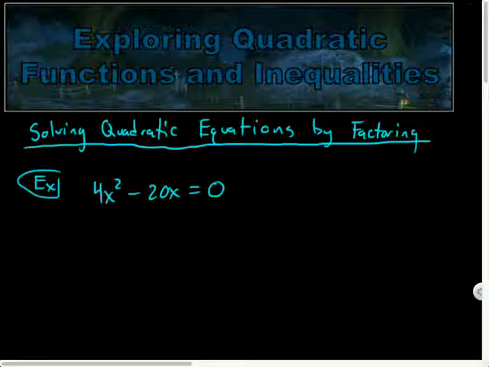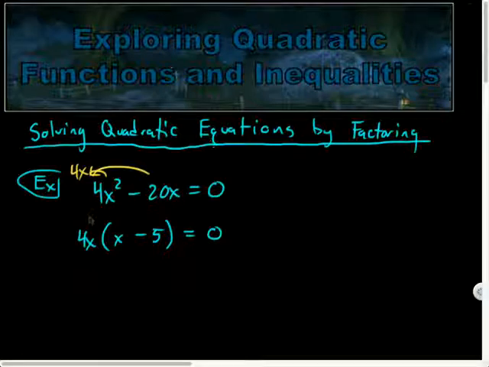Yeah, GCF is the best strategy to use. So I can take a 4x out of both of those. Well done. So I'd have 4x times (x minus 5) equals 0. And so if these two things multiply to be 0, one of them, or both of them, has to equal 0. So 4x equals 0, or x minus 5 equals 0.